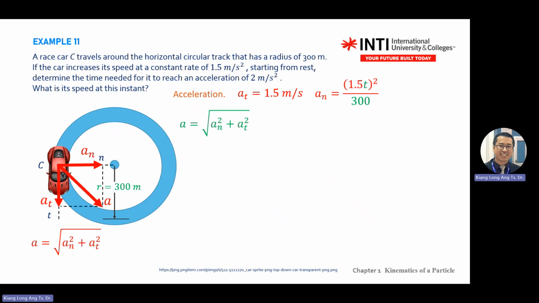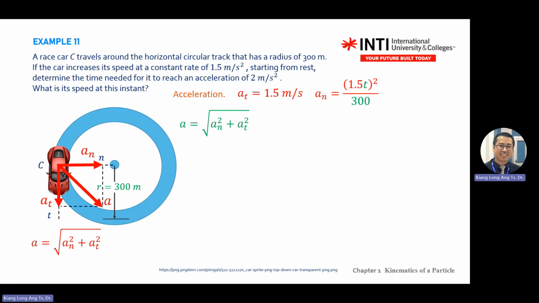So you have an and at: at is 1.5, an is (1.5t) squared over 300. Remember, this is the bracket (1.5) squared, so remember to square the 1.5. I've seen cases where students forget, bringing the constant in front and squaring only the t. Then it will snowball and make the rest of the answer wrong.